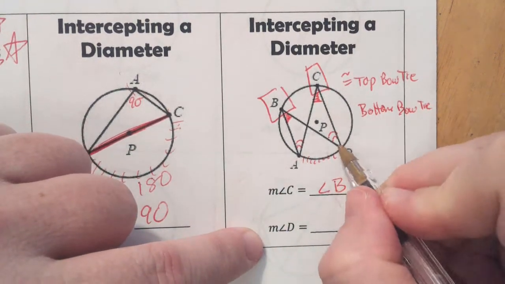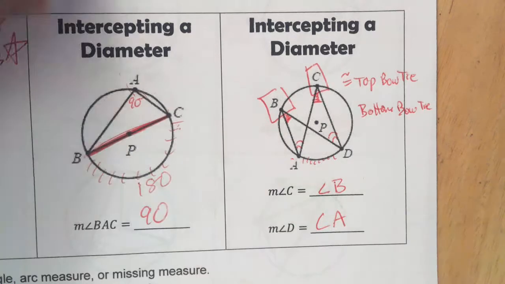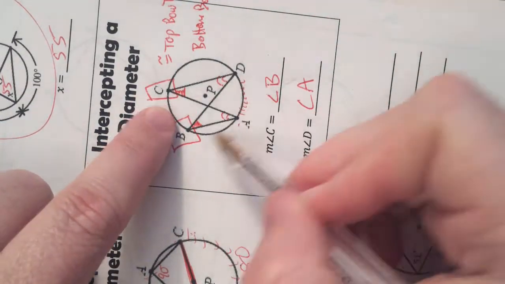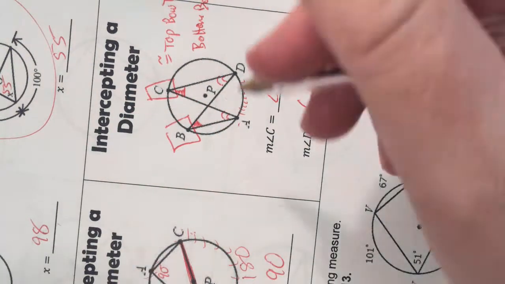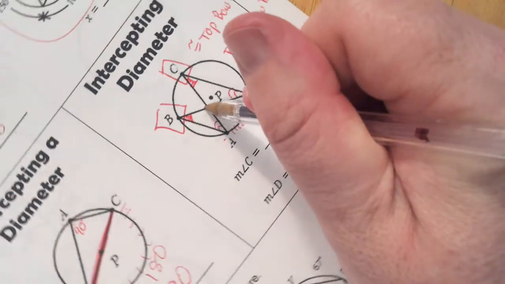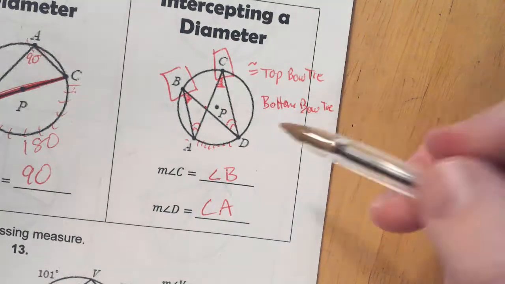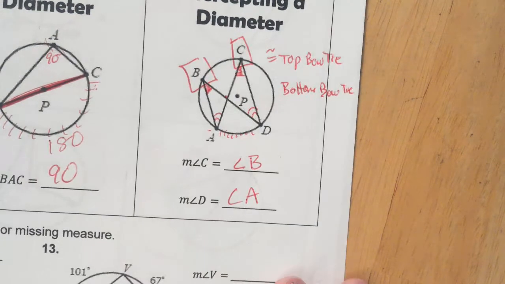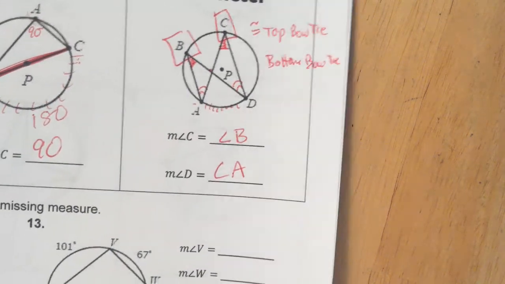So angle D would be equal to angle A. Now, if you have it sitting like an hourglass, you just need to turn it until it is a bow tie. And now the tops would be equal to each other, the bottoms would be equal to each other. Simple as that. Just turn your paper until it's familiar.